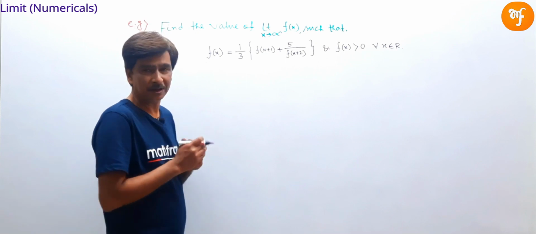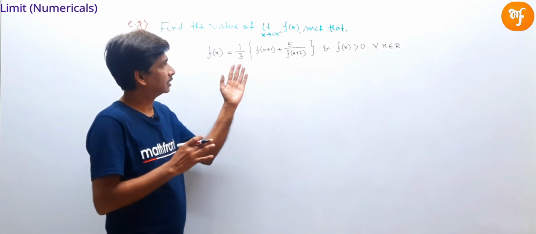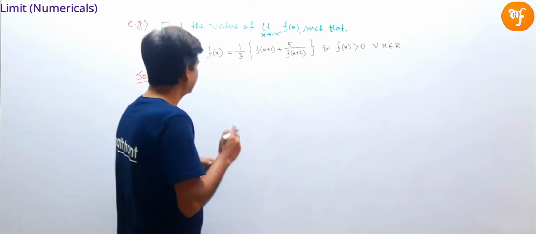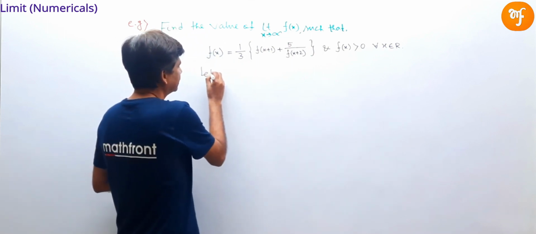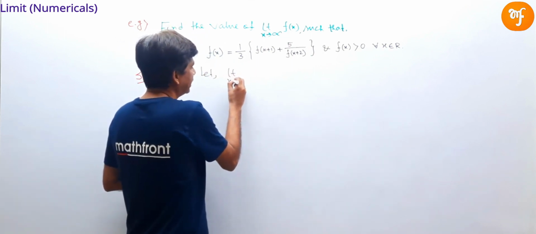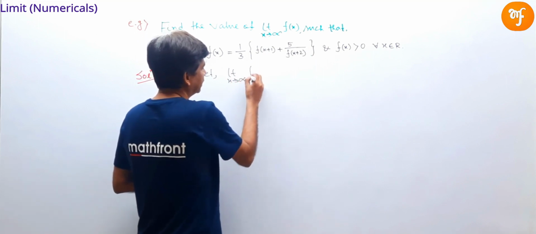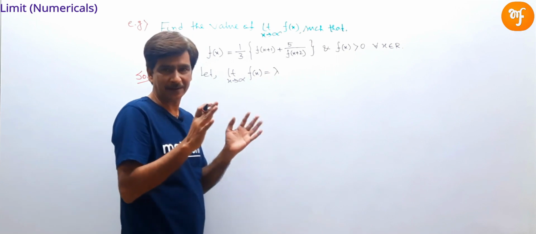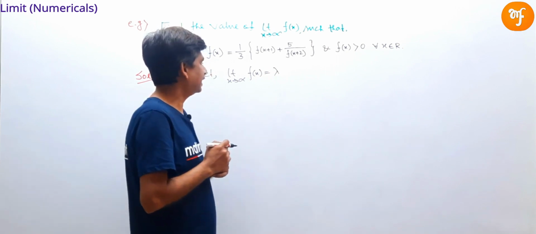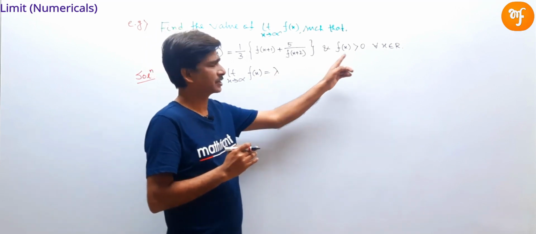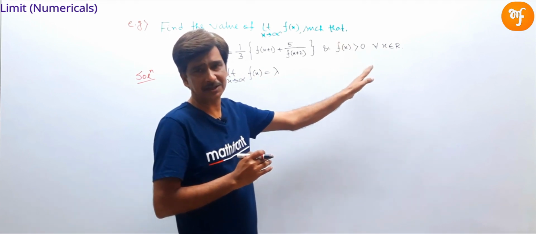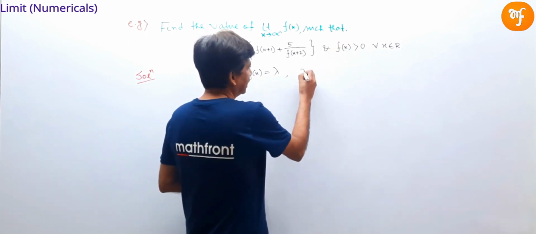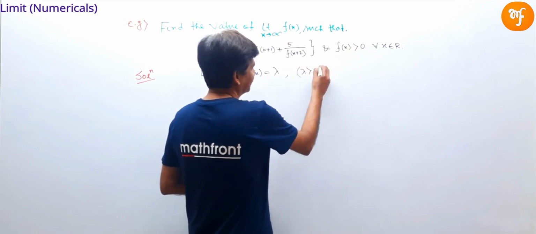So first of all, we can assume the value of limit x tends to infinity f(x) is equal to lambda. So let limit x tends to infinity f(x) is equal to lambda, where lambda is a finite value. And definitely the value of lambda is greater than 0, as f(x) is greater than 0 for every real value of x. So we can write lambda should be greater than 0.